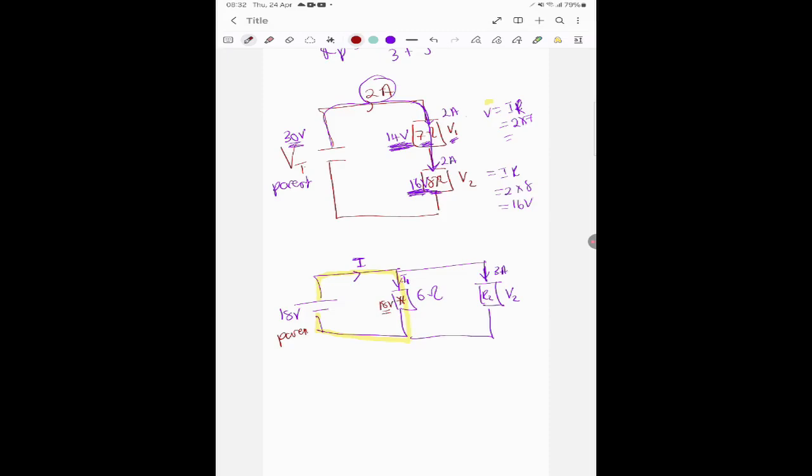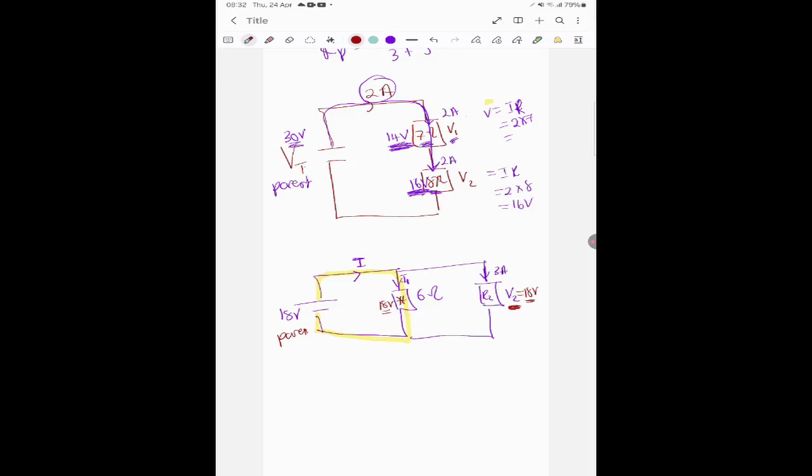He inherits 18 volts. Now, is it hard for me to figure out what this parallel guy will inherit? Well, I know items in parallel have the same voltage, so I know V2 has to be 18 volts too. Does that make sense? All right, so now I've solved for V2.